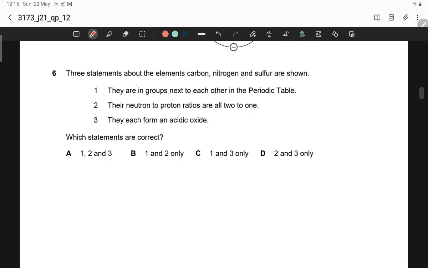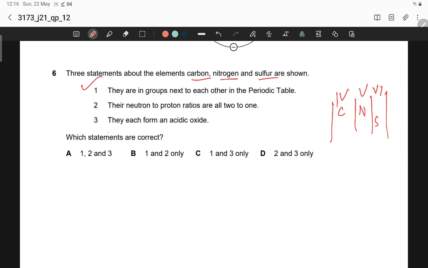Question number 6. 3 statements about the elements carbon, nitrogen, and sulfur are shown. They are in group next to each other in the periodic table. Element carbon, nitrogen, sulfur. Carbon is present in group 4. Nitrogen is present in group 5. And sulfur is present in group 6. Yes, they are present in groups next to each other in the periodic table.